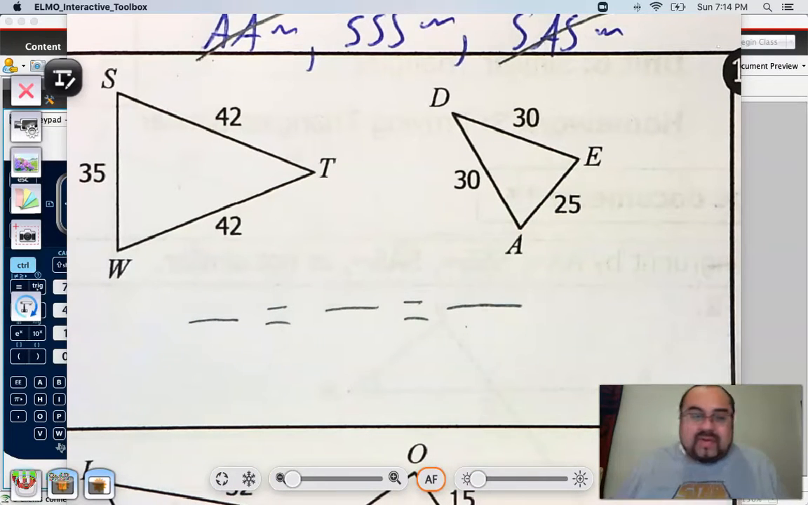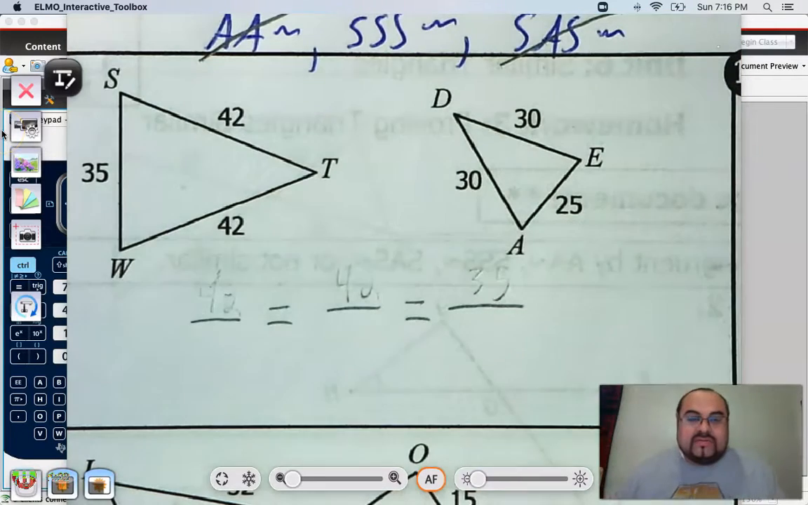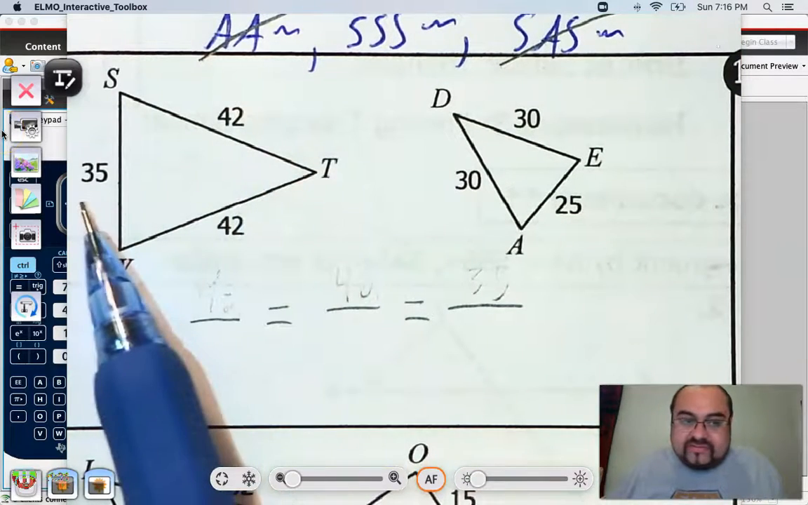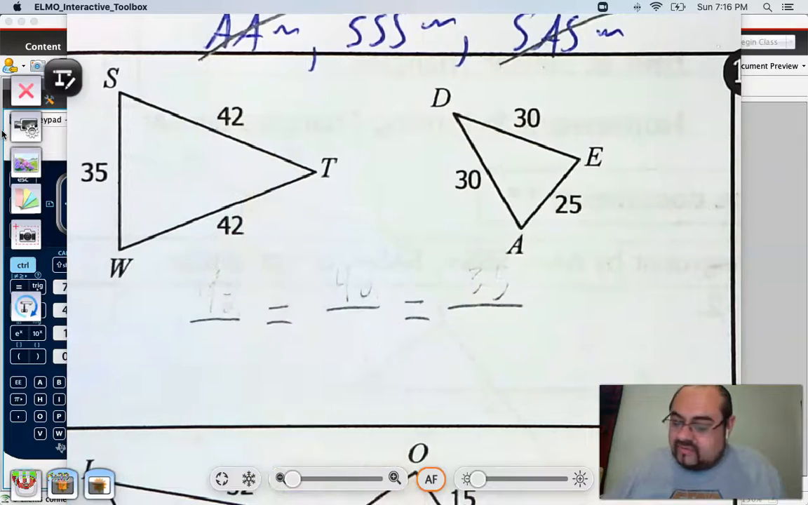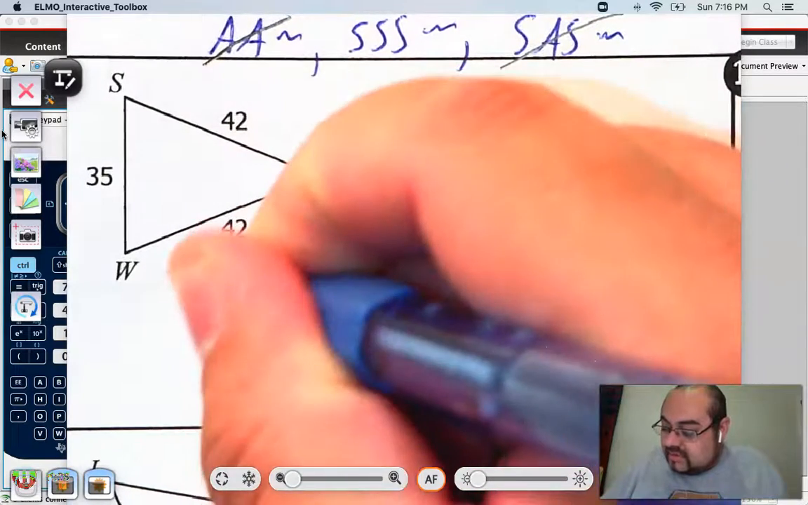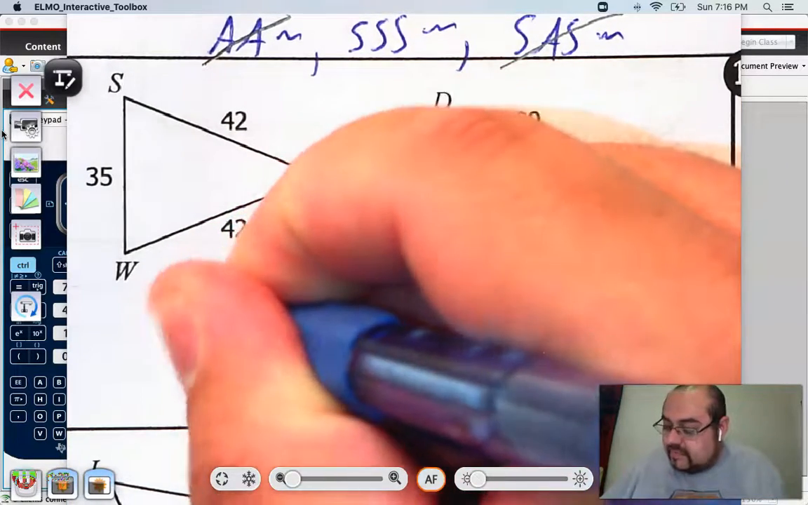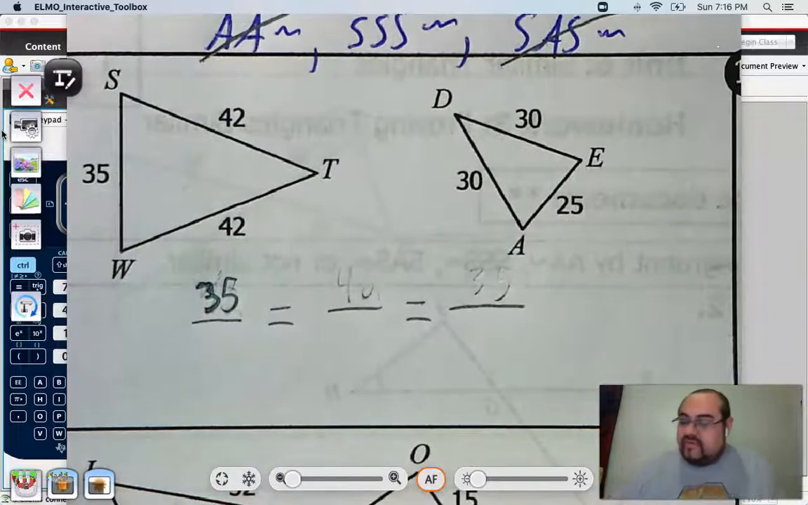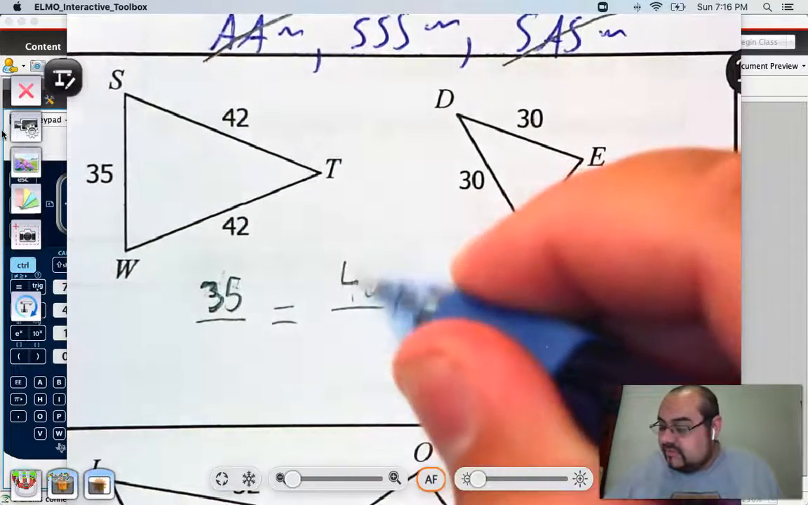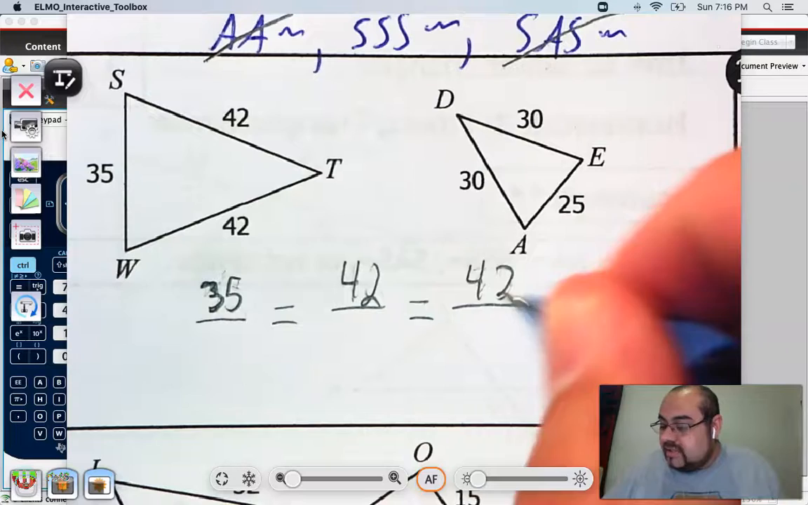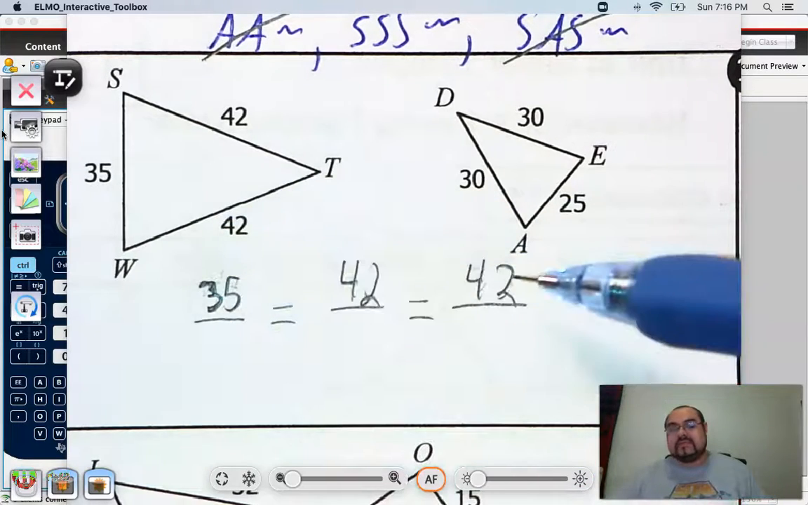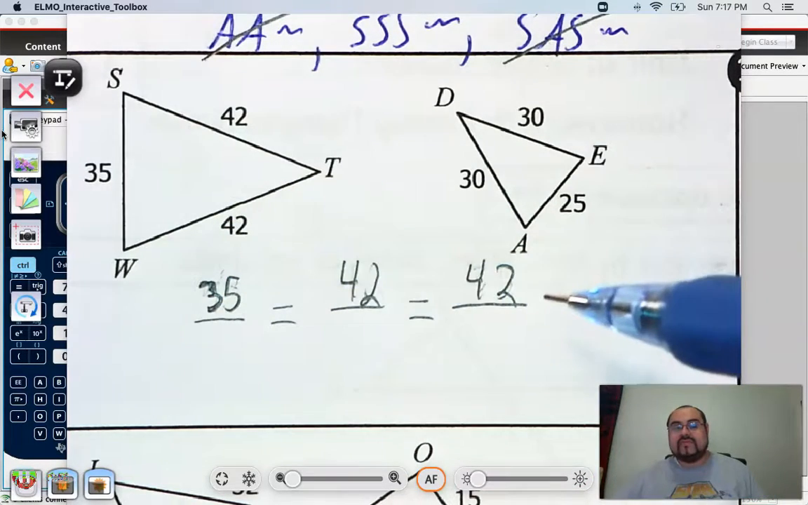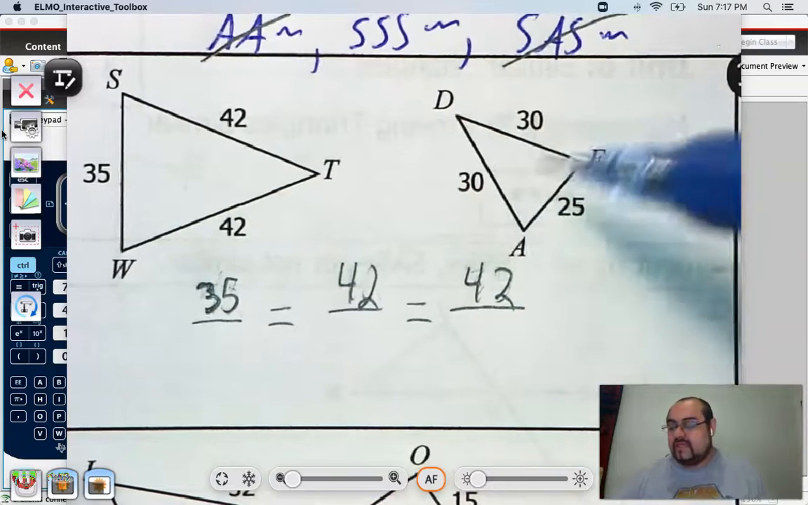Okay, how am I going to write them out? Just let the numbers guide you. You're going to go from least to greatest. So the smallest value here is 35. Sorry, I was focusing on that 42. So 35 is the smallest value. Then we have 42, so 42 here, 42 here. Now it's going from least to greatest. 35 is smaller than 42. Sorry about that.